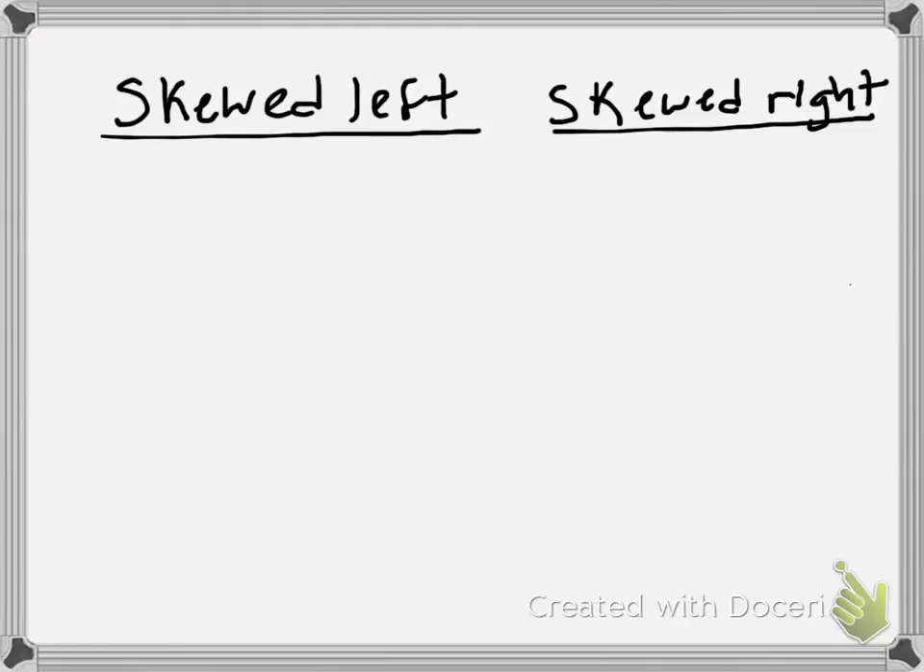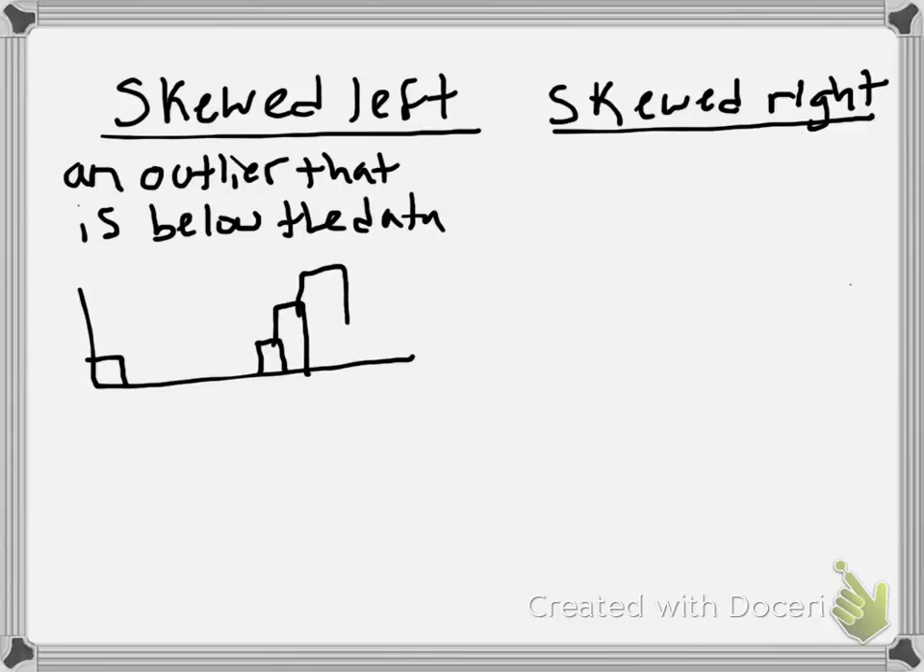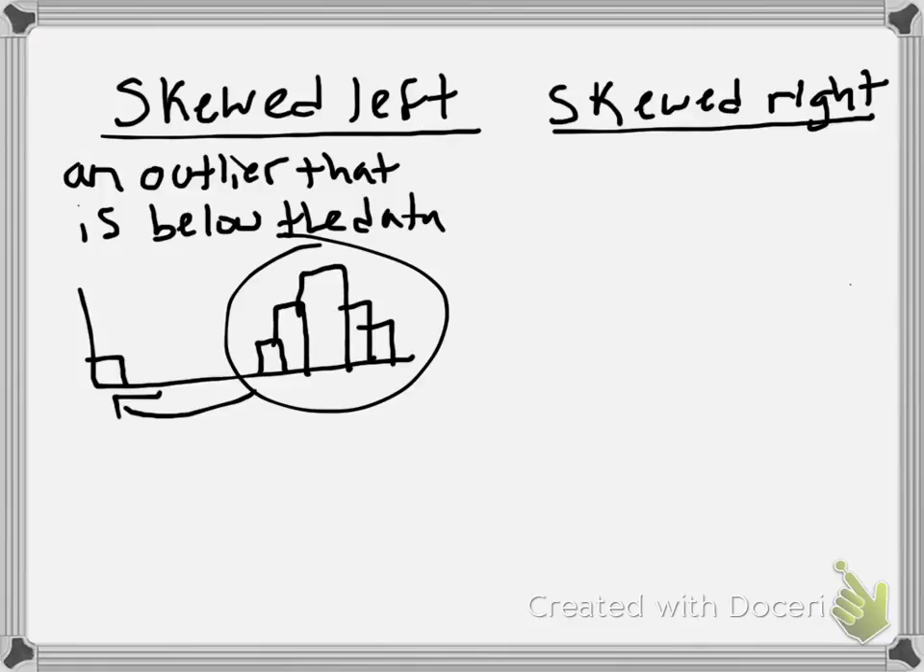So skewed left basically means you have an outlier that is below the data. If I'm thinking more visually, let's say like a histogram, I have a data point here, and then I have data points here, and I can see in my histogram that this area over here is symmetric. That's one of my normal distribution. I have something that's way over here to the left.